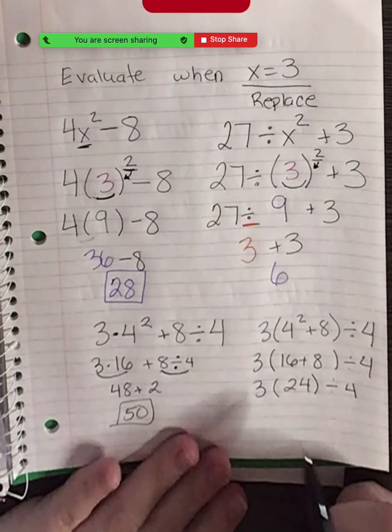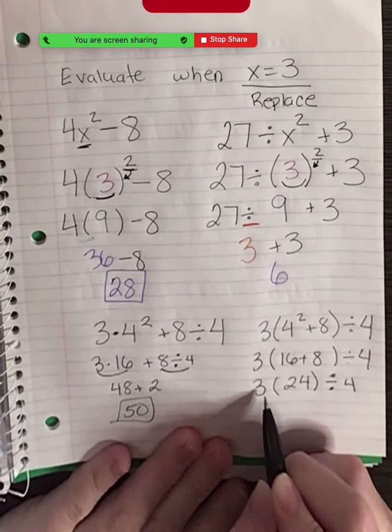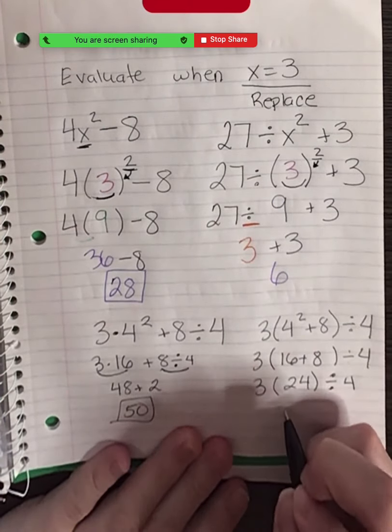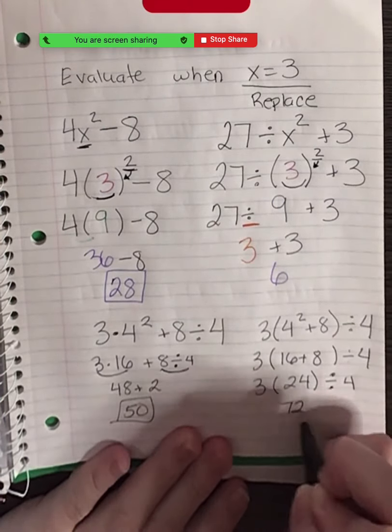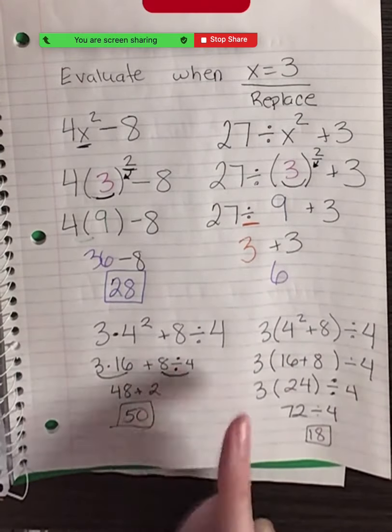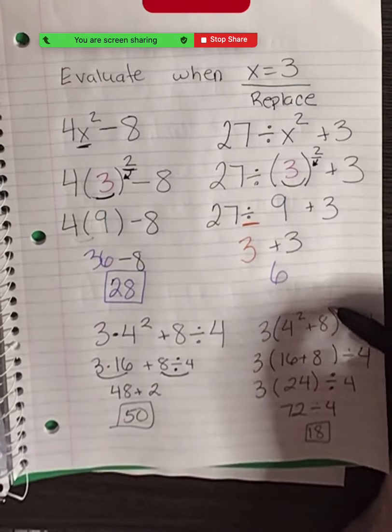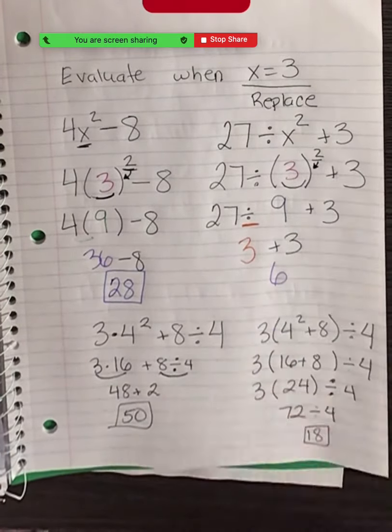And then it's just multiplication and division. So I'm going to multiply. 3 times 24 is 72. And 72 divided by 4 is 18. So you get the same numbers, same operations, you just had parentheses here, and it changed the entire value of the expression. Okay?